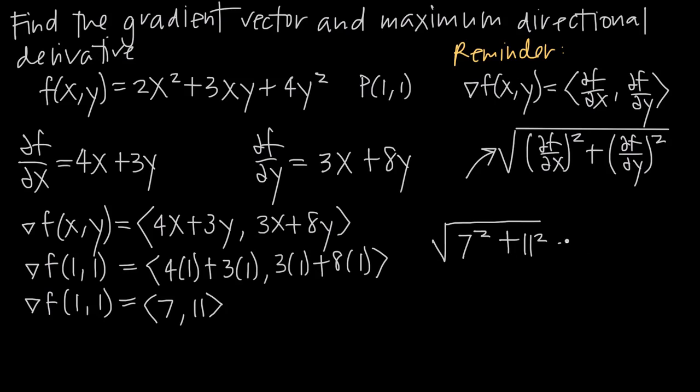So when we simplify here, what we get is the square root of 49 plus 121. 49 plus 121 is 170. So we get the square root of 170. So the square root of 170 is the maximum directional derivative, and it occurs in the direction of the gradient vector, which is the vector (7, 11).